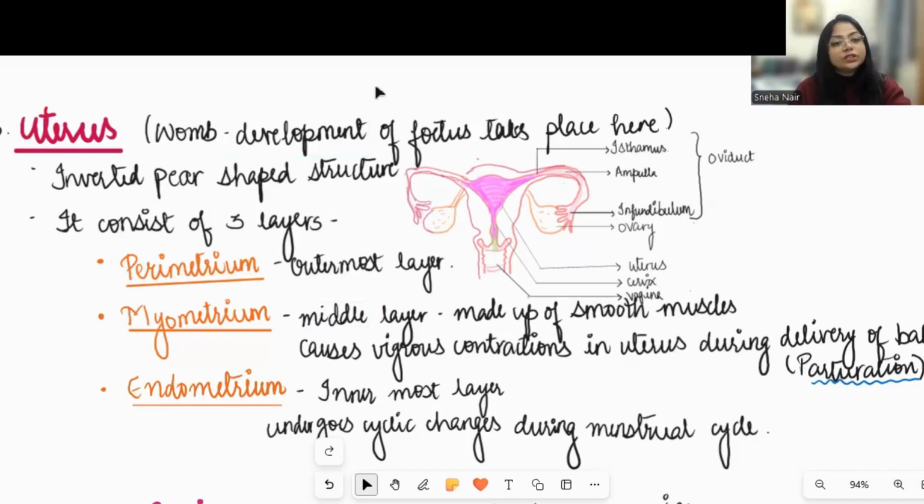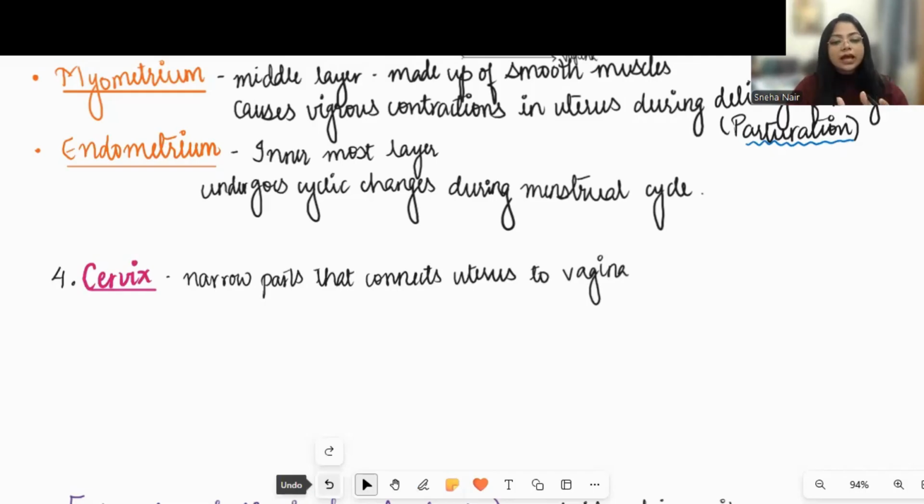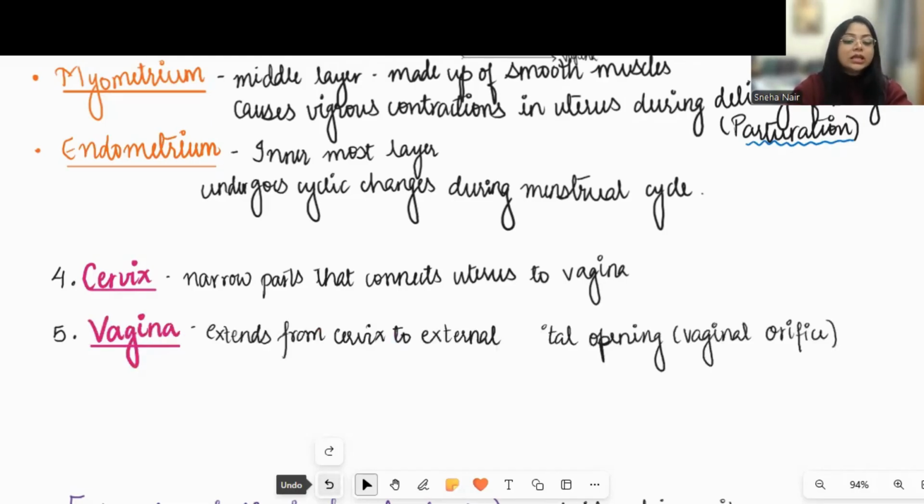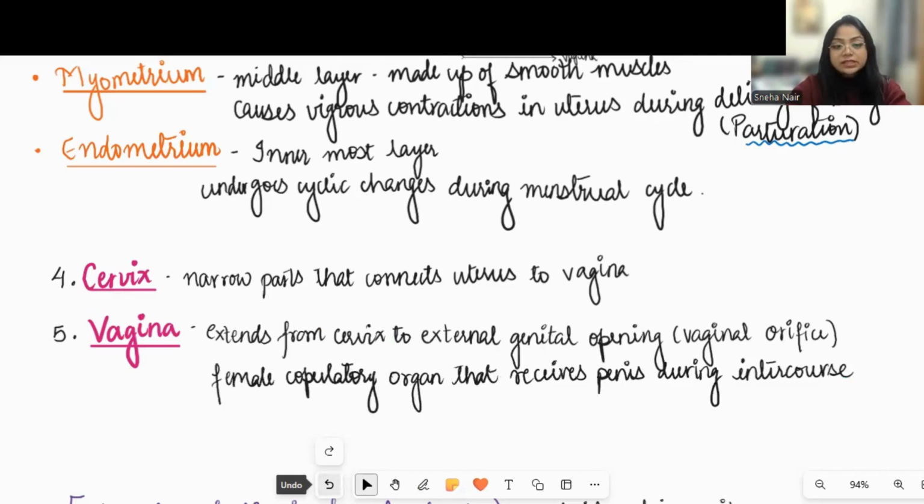Now let us move to the next part, that is cervix and vagina. The cervix is the narrow part that connects the uterus to the vagina, and the vagina is the lowermost part of the female reproductive system. Both cervix and vagina together form the birth canal. That means it is the place through which parturition will take place.